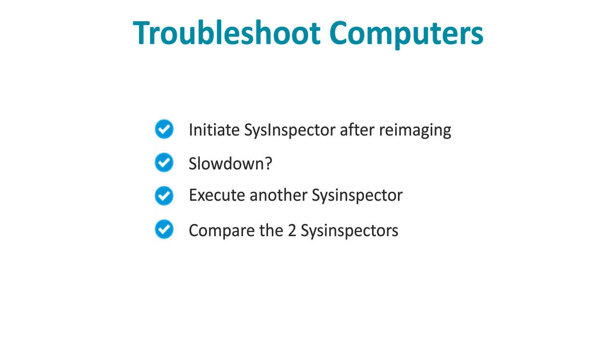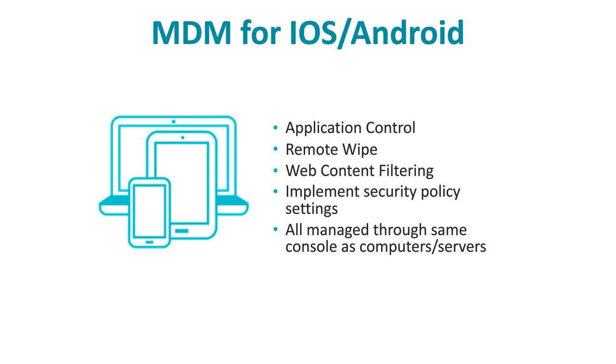And then finally, MDM for iOS and Android. Lots of companies don't want to have more than one management server. So what ESET allows you to do is from a single pane of glass, from that single management server, you can manage your desktops, your laptops, your servers, your iOS and Android MDM. So from that single pane of glass, you can do everything. And you can do all of these other things that I mentioned, like asset management and software management.